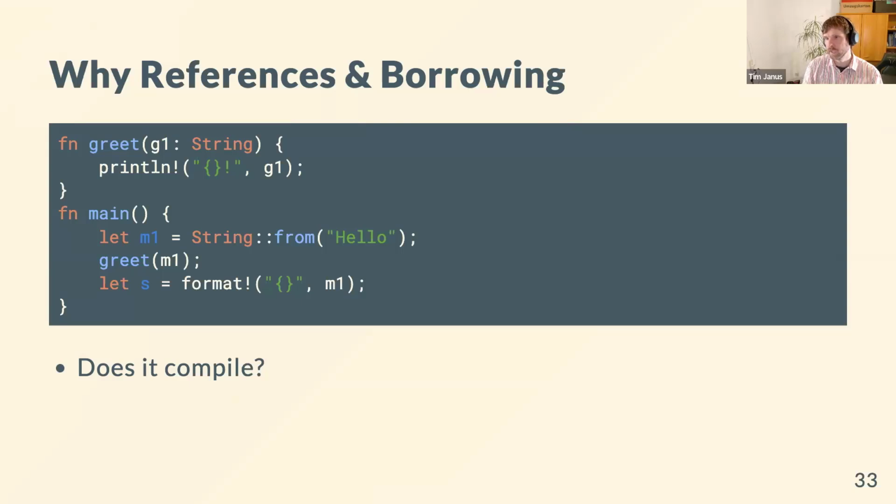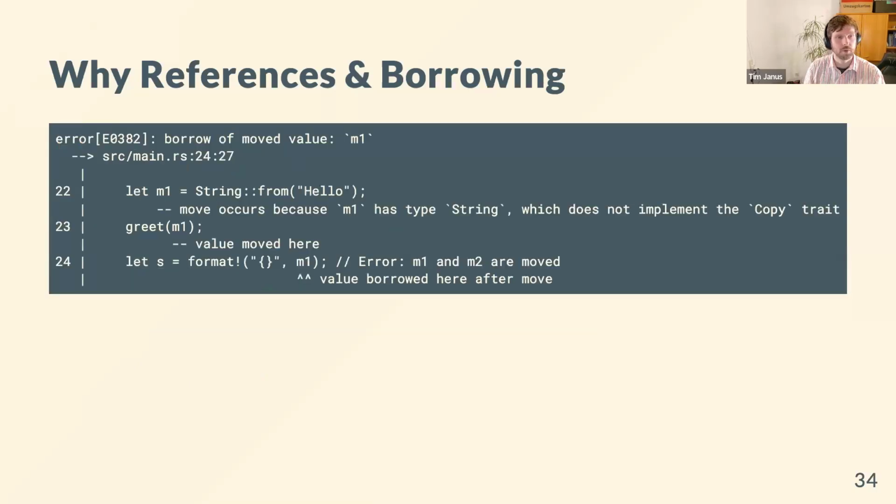If somebody asks this question, it's probably not compiling here, because the ownership of m1 was moved down the scope to greet and never came out again. So what happens then is you get this error: value moved here. It's a comment nonetheless. Value borrowed here after move. So we cannot borrow a variable or value after it has been moved. That is the error message for that.